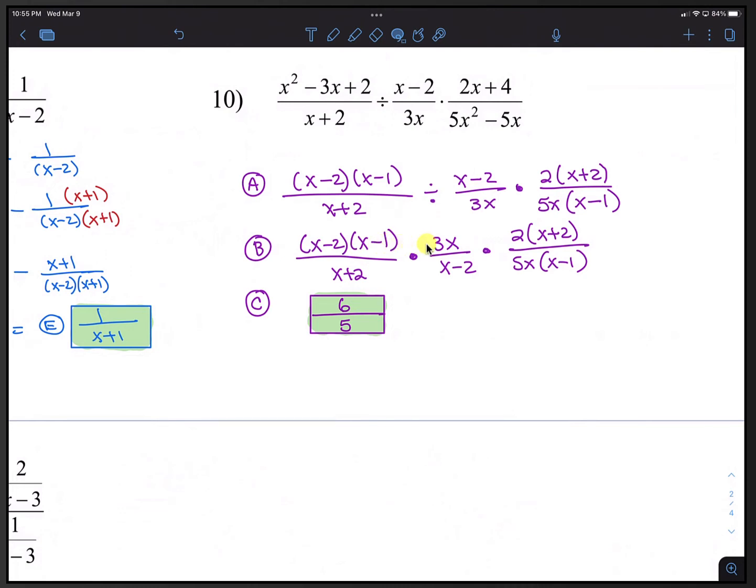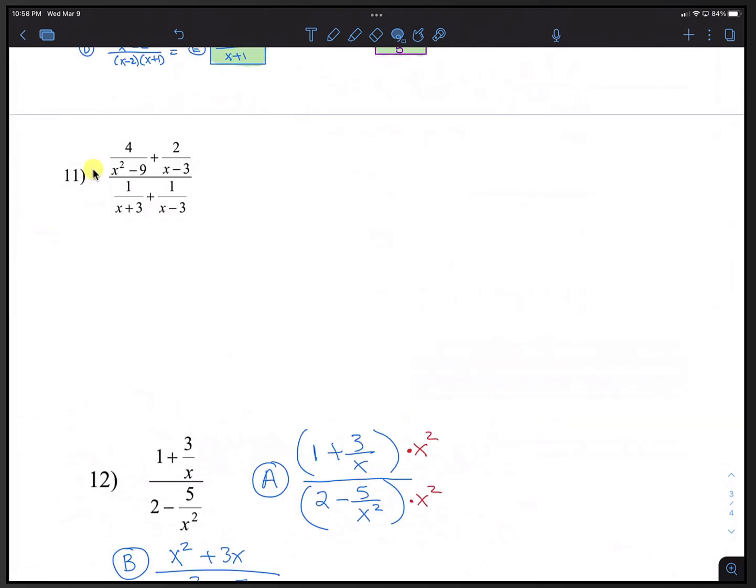The only thing left now are the coefficients. We have a 3 and a 2, and that's 6. Oh yes, this x right here, this x on the top cancels with this x on the bottom, so those x's are gone as well. So again, on the top you have the 3 times the 2, which is 6, and then you also have the 5 that's in the denominator. So your final answer is just 6 over 5.